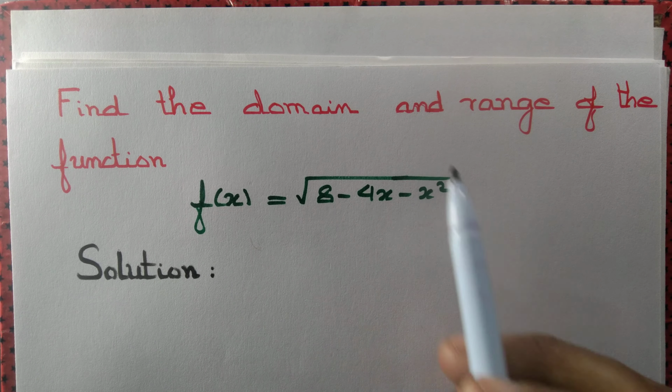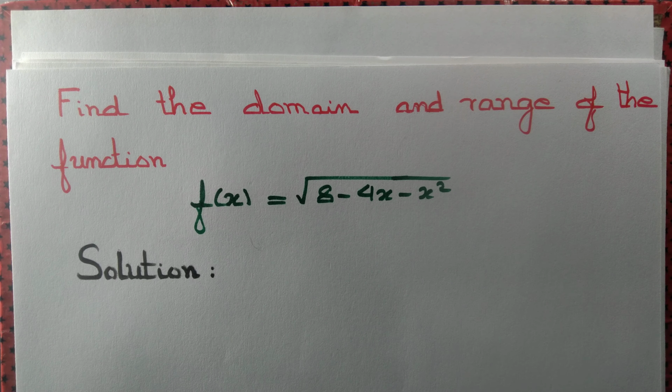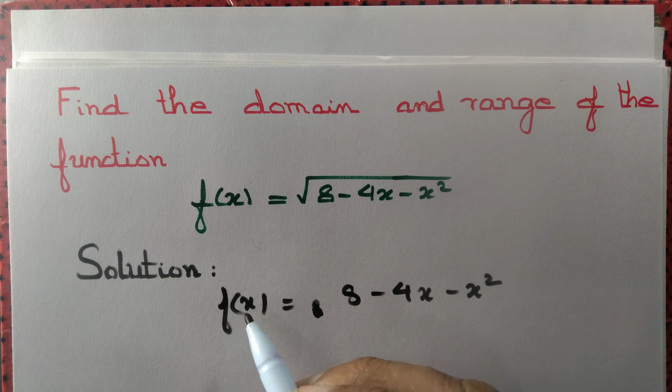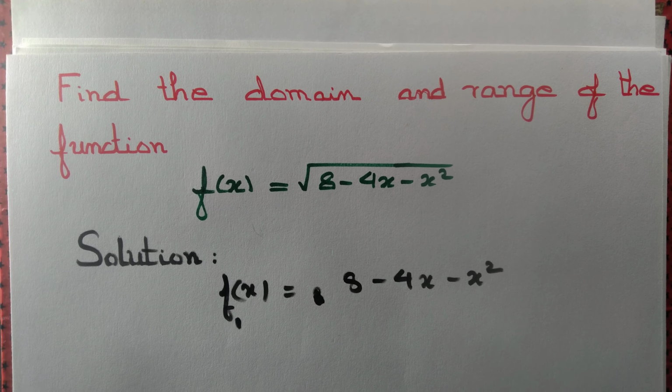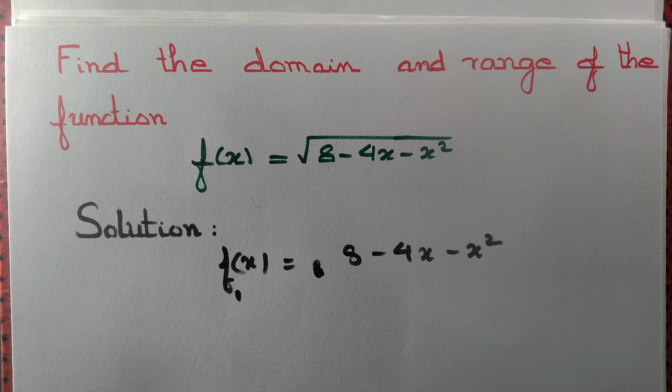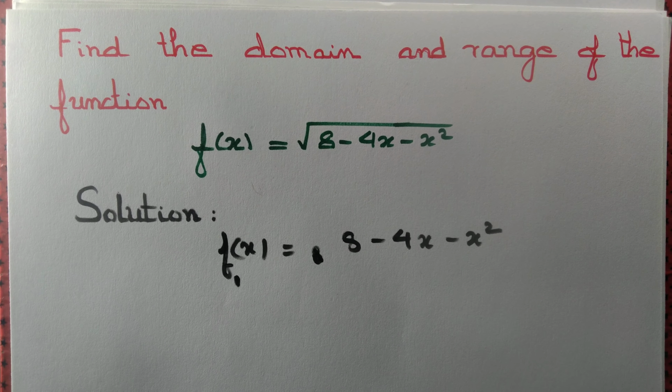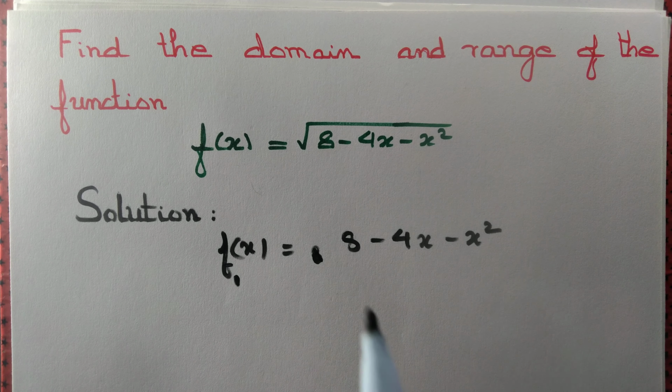Let us find the domain and range of the function f(x) equal to 8 minus 4x minus x square. Let's look at the function f(x) equal to 8 minus 4x minus x square. It is defined throughout R, so we expect the domain of this function to be the whole of the real numbers.